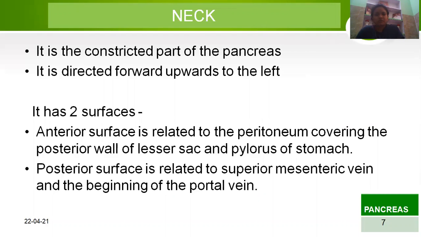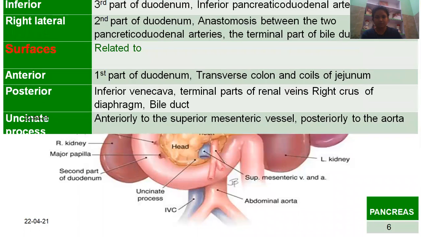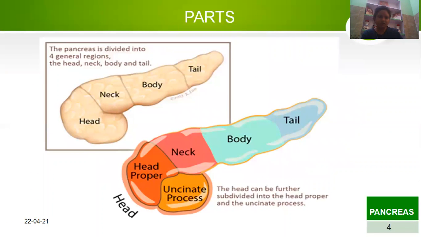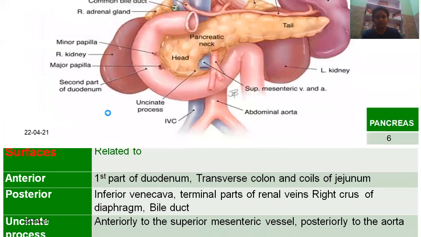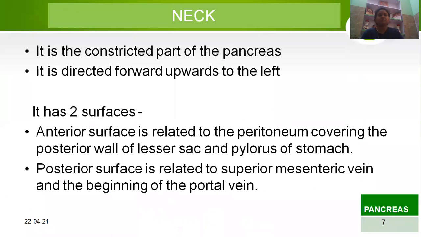Now we'll talk about the neck. Look at this diagram. This is the neck. It divides the head and body. It is the most constricted part of the pancreas. So the neck is the constricted part of the pancreas. It is directed forward, upward to the left.